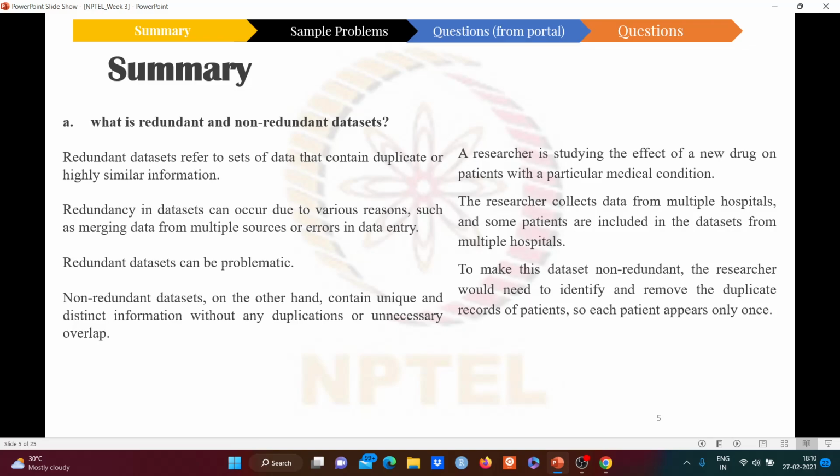To make this dataset non-redundant, the company would need to identify and remove the duplicate records, so each customer appears only once. Coming to another example which I mentioned in the slide as well, a researcher is studying the effect of a drug on patients with a particular medical condition. The researcher collects data from multiple hospitals, and some patients are included in the datasets from multiple hospitals. So this combined dataset is a redundant dataset. To make it non-redundant, the researcher would need to identify and remove duplicate records of patients, so each patient appears only once.